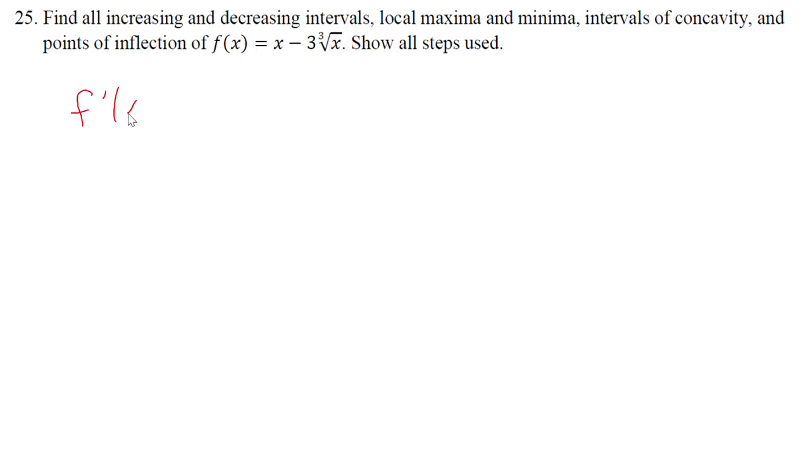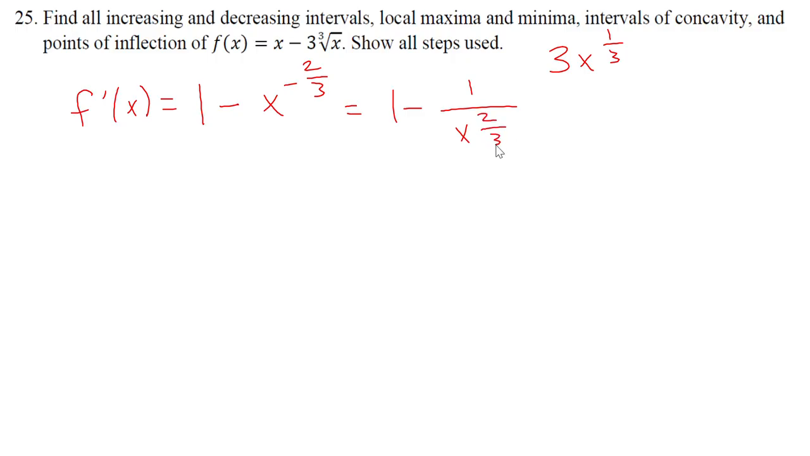So f prime of x is 1 minus, and then 3 cube roots of x is 3x to the 1/3. So the derivative of 3x to the 1/3 should just be x to the negative 2/3. Or in other words, we've got 1 minus 1 over x to the positive 2/3. We can, of course, get a common denominator there if we want to, right? Multiply this by x to the 2/3 and this by x to the 2/3, giving us x to the 2/3 minus 1 over x to the 2/3.